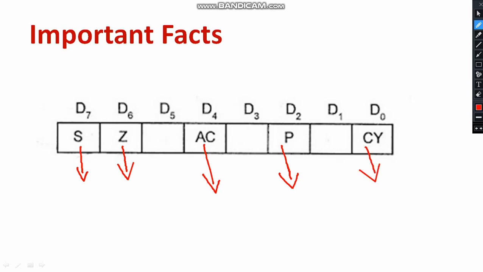Now you have to understand the importance of each and every flag. The left part is known as the most significant bit, MSB, and the right part is known as the LSB. Clear? So now let me discuss each and every flag and its importance based on certain questions which can be expected in competitive examinations.